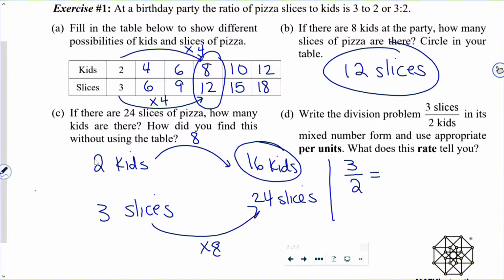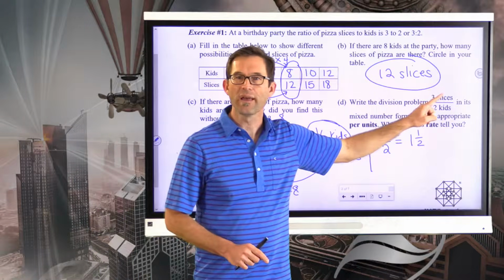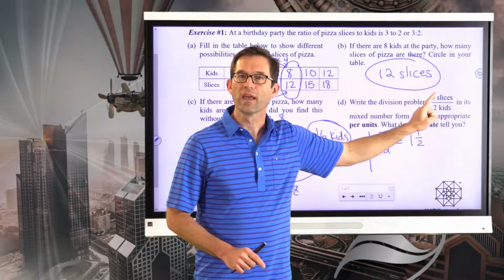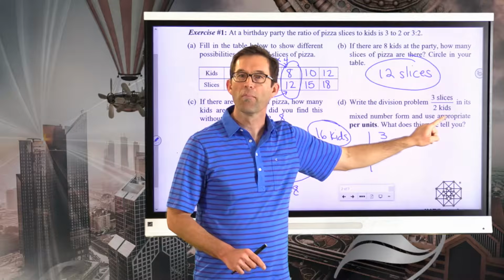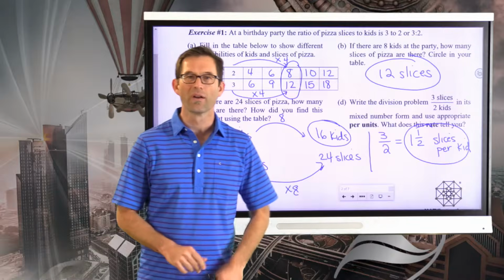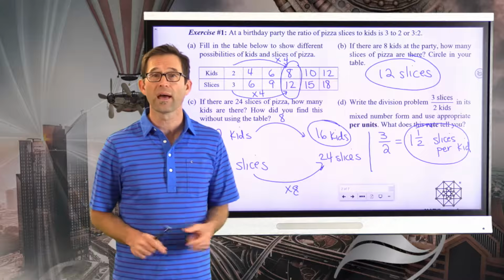So 3 halves is simply the mixed number 1 and 1/2. But keep in mind, there are units here, right? Specifically, slices per kid. You can always figure out the units of a ratio by looking at the top per the bottom, all right? So slices per kid, right? And what does it really tell you? Well, it tells you what's circled there. It tells you how much pizza each kid is getting. Each kid, understandably, is getting 1.5 slices.